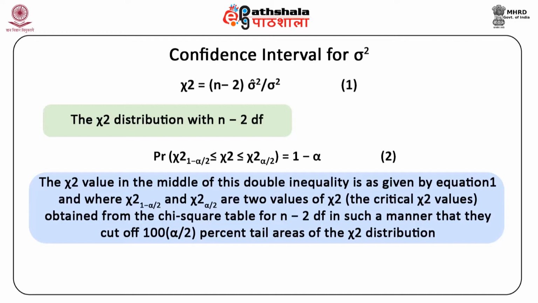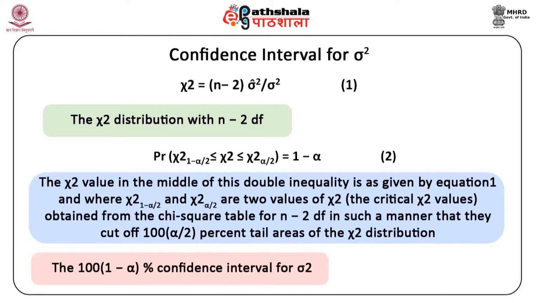In this, the chi square value in the middle of this double inequality is as given by equation 1. And chi square 1 minus alpha by 2 and chi square alpha by 2 are two values of chi square which are also the critical chi square values and are obtained from the chi square table for n minus 2 degrees of freedom in such a manner that they cut off 100 into alpha by 2 percentile areas of the chi-square distribution. Now substituting chi-square from 1 into 2 and rearranging the terms, we obtain the 100 into 1 minus alpha percent confidence interval for sigma square.